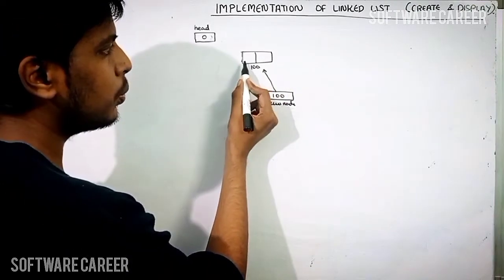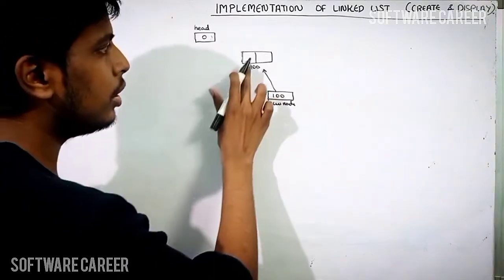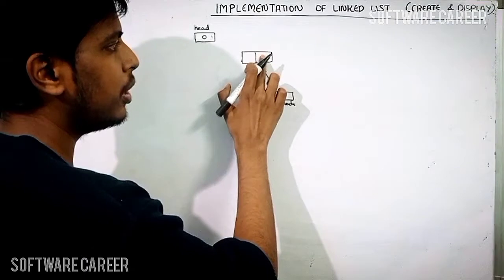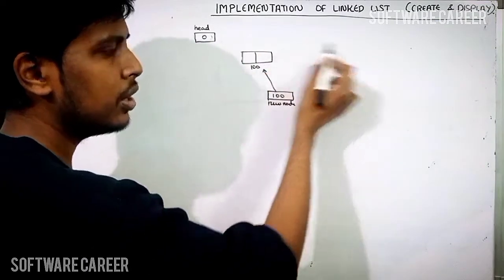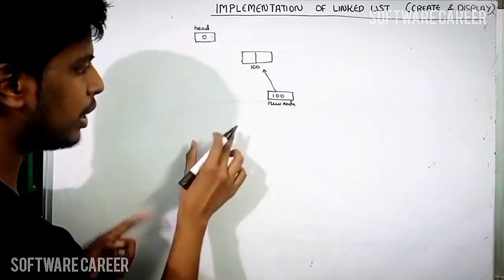This node has two parts. First is data part and second is pointer part. This data part is used to store the data value in the node, and the pointer part is used to store the address of next node. So see here, I should define the structure of node. So I am writing the code here.